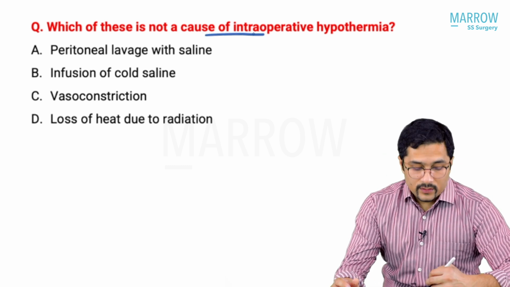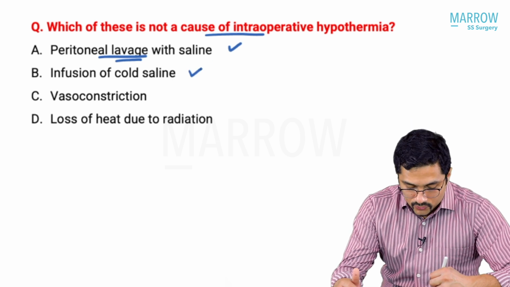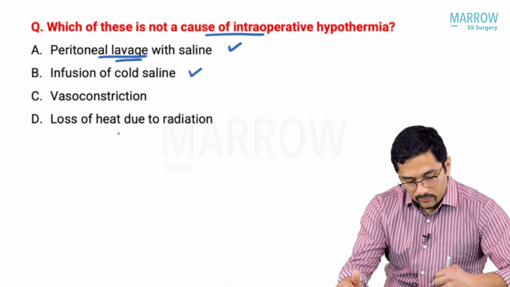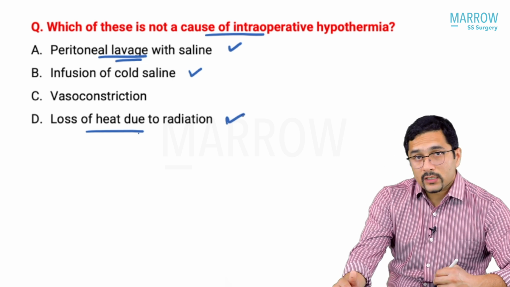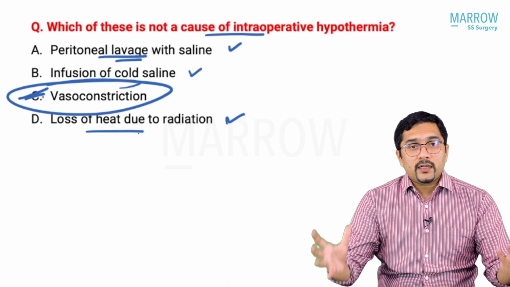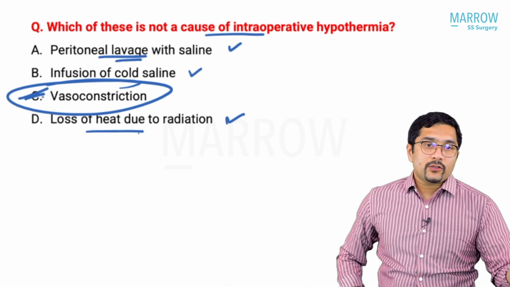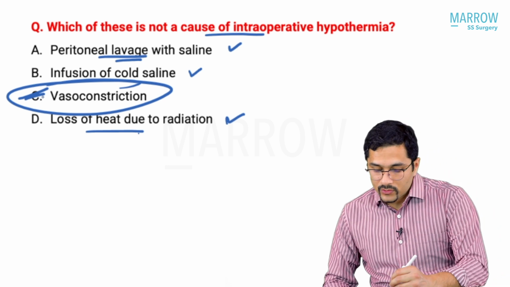So, if you are doing peritoneal lavage, it can cause hypothermia. Infusion of cold saline can cause hypothermia. Loss of heat due to radiation can cause hypothermia. Vasoconstriction will not cause hypothermia. It will in fact prevent heat loss. So, vasodilation will lead to hypothermia, not vasoconstriction.